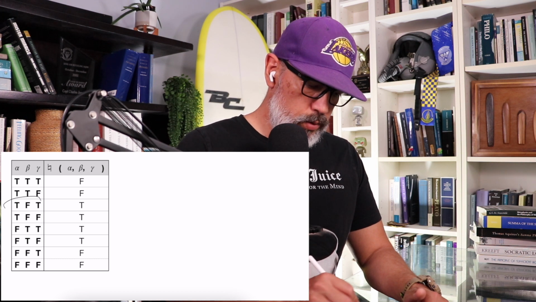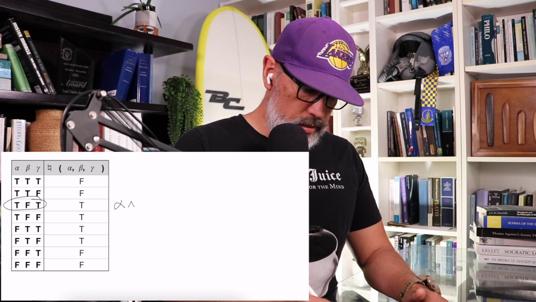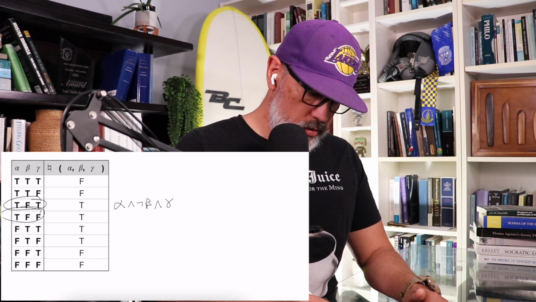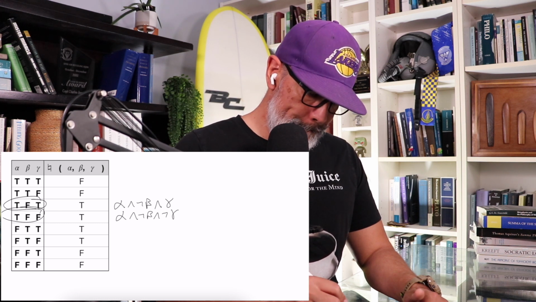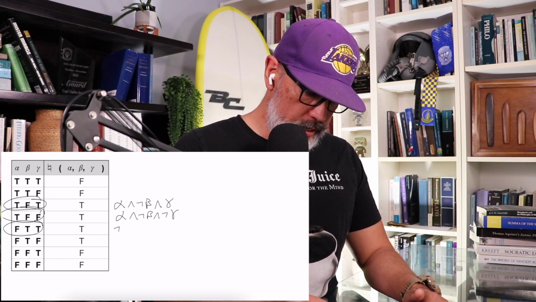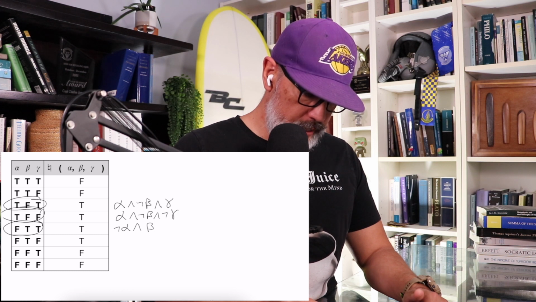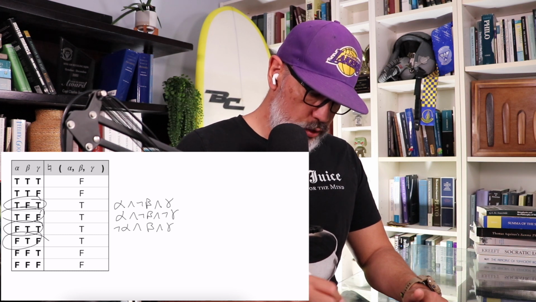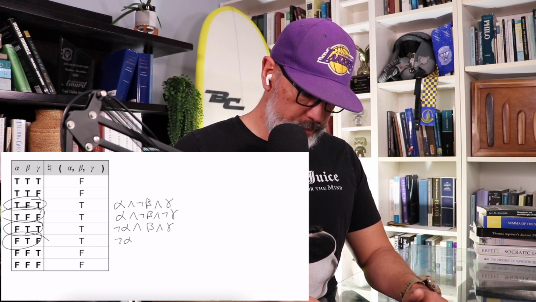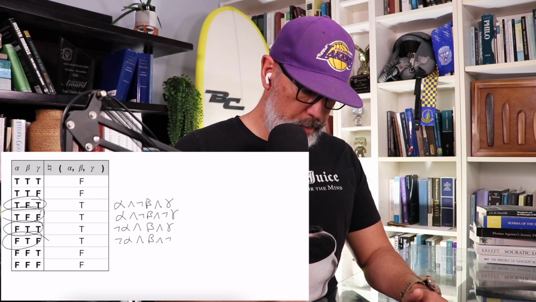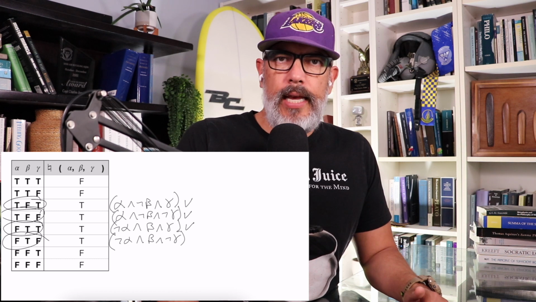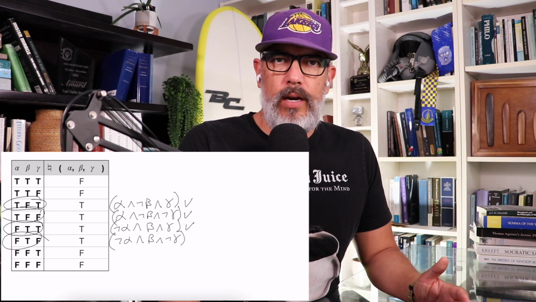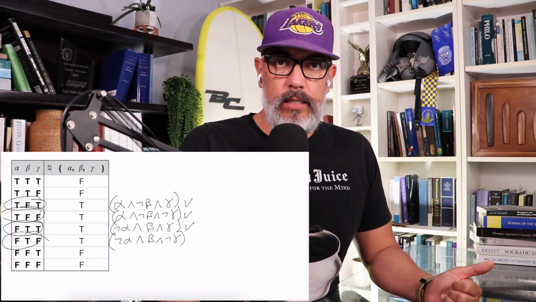And it looks like we've got this row right here. So alpha and not beta and gamma. Then this row, alpha and not beta and not gamma. This row, not alpha and beta and gamma. And this row, not alpha and beta and not gamma. And then we'll put all this into one disjunction. And again, if you're looking at this like, I don't understand why this works, you can go ahead and check out my previous video where I talk about exactly why this works.